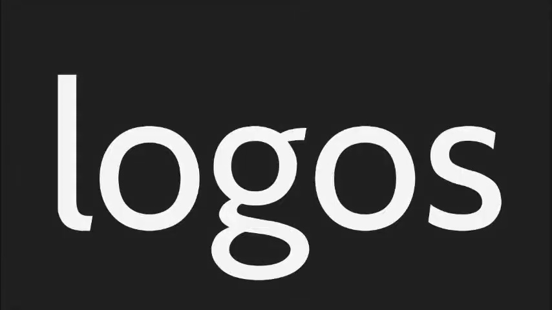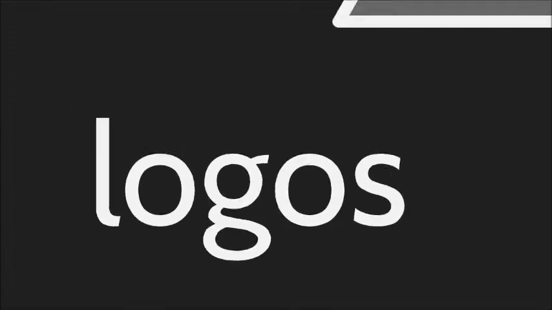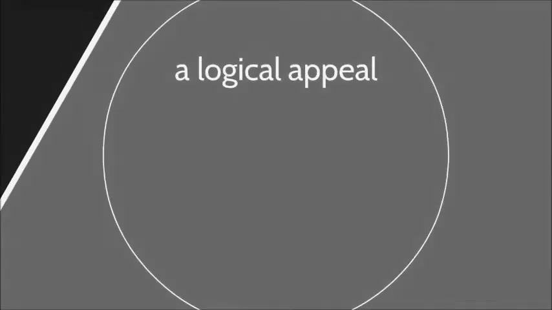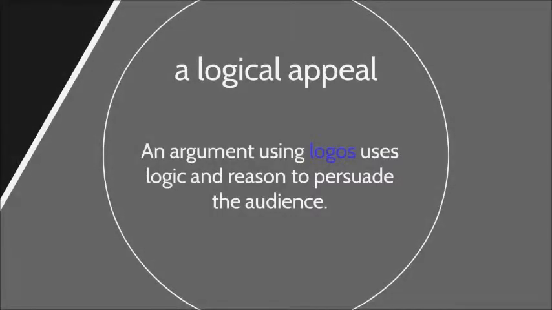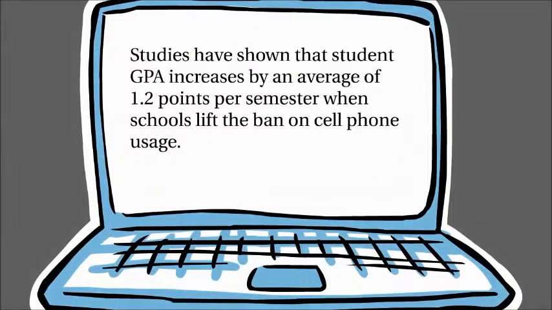The second persuasive technique we'll talk about is logos. Logos is a logical appeal. An argument using logos uses logic and reason to persuade the audience. Logos uses statistics, facts, what a product does, how much it costs, simple logic and information. Notice the reference to very specific statistics in this excerpt from a student essay.